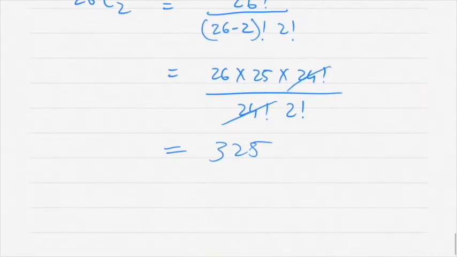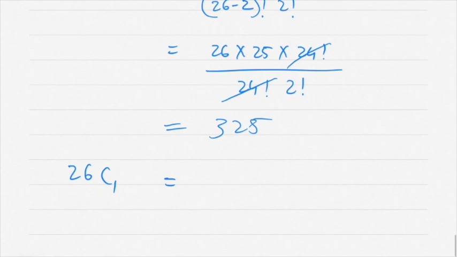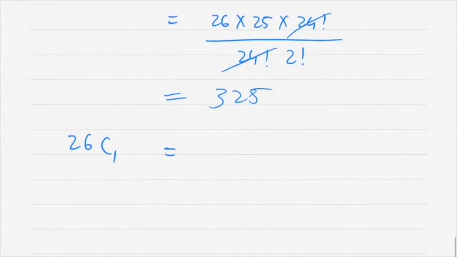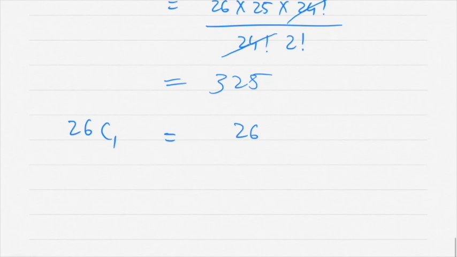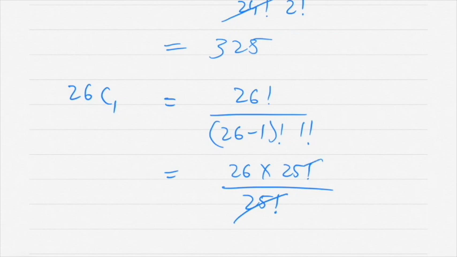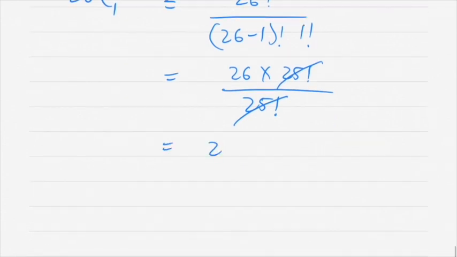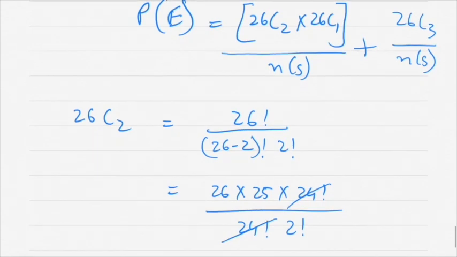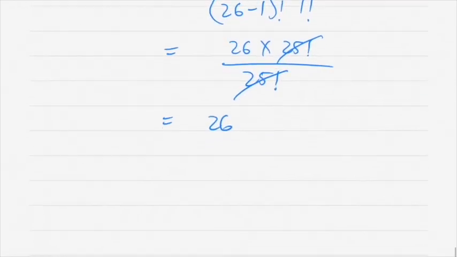So 325. Then 26C1. 26C1 is 26 only, right? I'll still calculate. 26 factorial divided by 26 minus 1 factorial and 1 factorial. 1 factorial is 1. 26 into 25 factorial, 25 factorial cancels. So 26.